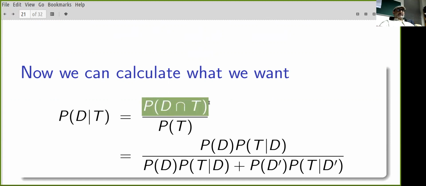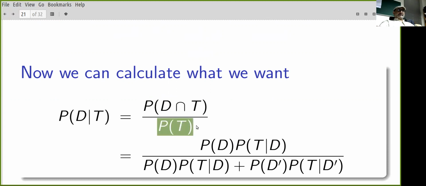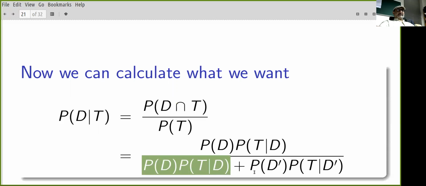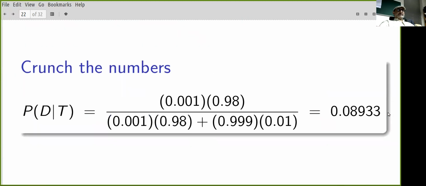By the multiplication rule, the probability of D intersection T is the probability of D times the probability of T given D. And in terms of total probability, we write out P of T. That's using this partition of D and D complement. That's the probability of D times the probability of T given D, plus the probability of D complement times the probability of T given D complement. And we have all those numbers. So we put those in and we get 0.08933.